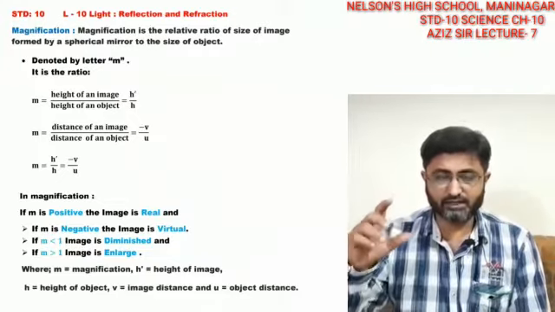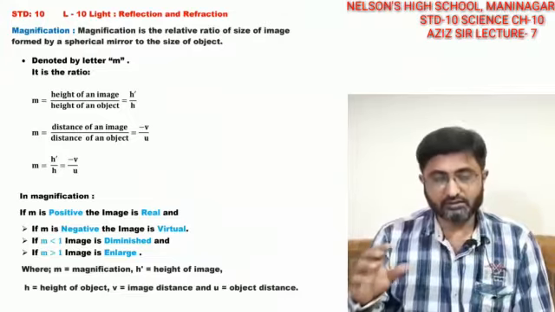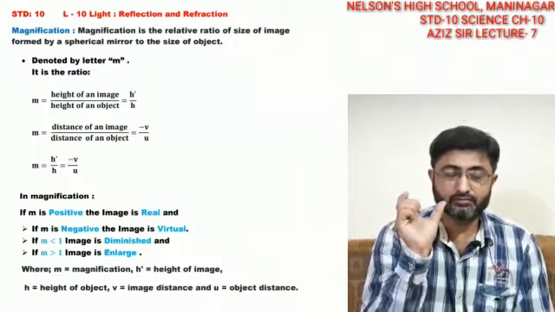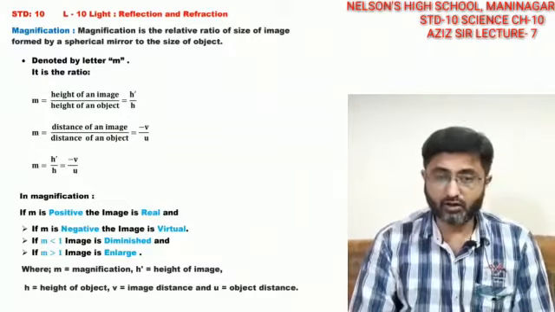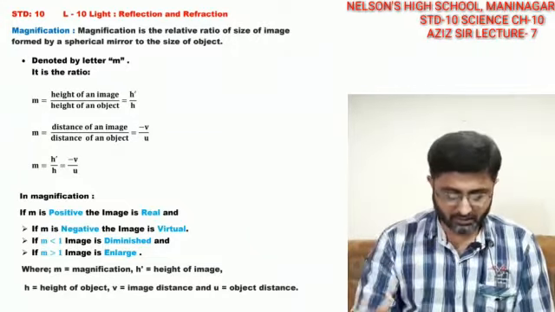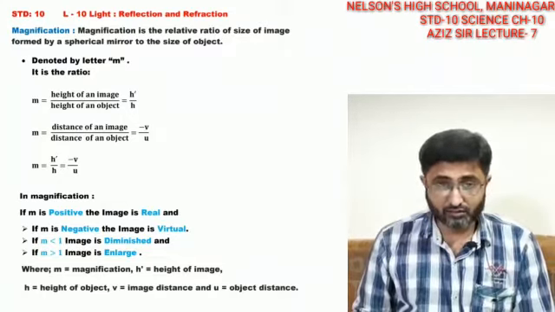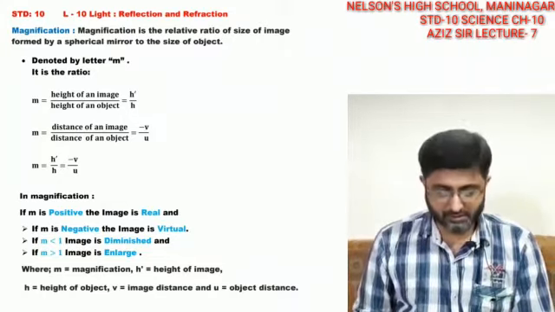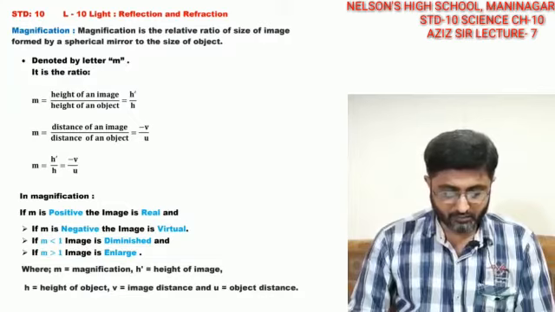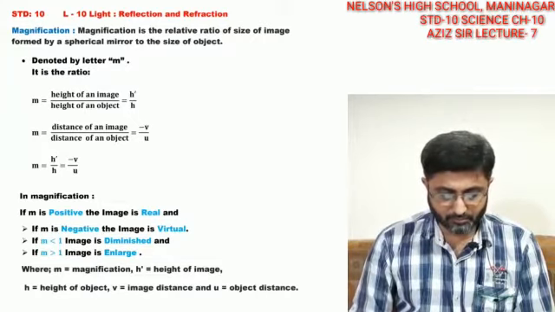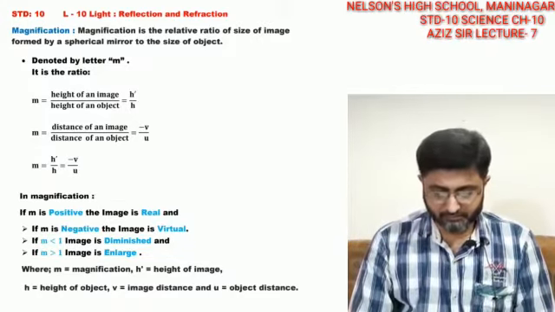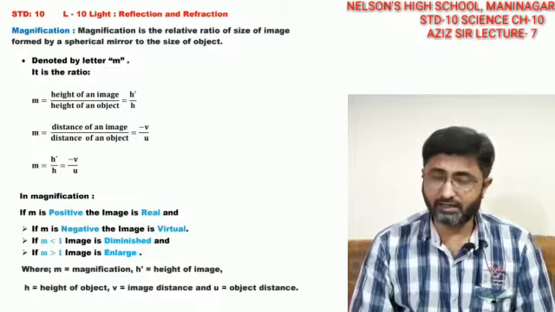Now h dash upon h that you are seeing on the screen is also equal to the distance of the image upon the distance of the object, and that is taken negative. Now in magnification, whatever the answer is coming depends upon the type of image. If the answer is positive then the image is real, if the answer is negative then it is virtual.